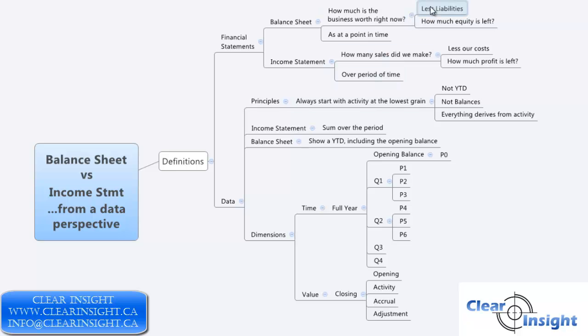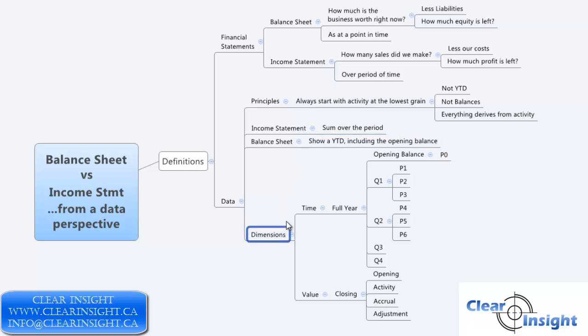So just to recap, we talked about the financial statements. What's a balance sheet? What's an income statement? How balance sheets point in time, income statements over a period of time. We always want to start with activity at the lowest grain, not year to date, not balances. Everything derives from activity. It's like income statement from a data perspective. If you're looking at tables or cubes, it's going to sum over the period, where a balance sheet is really going to show the year to date, including the opening balance.